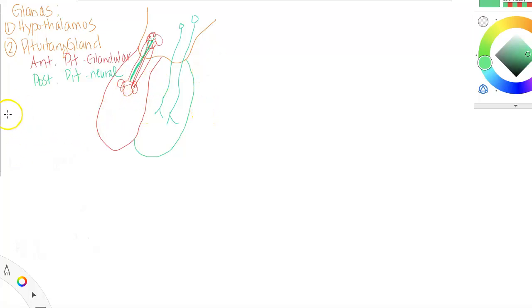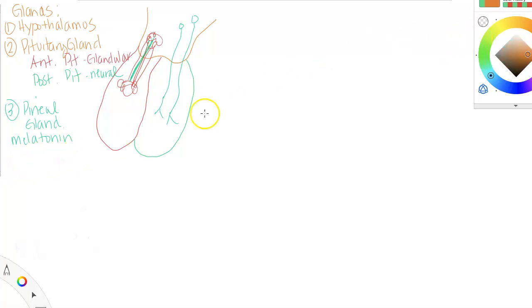The next gland is the pineal gland. And the pineal gland, we talked about a little bit last semester. It's part of the epithalamus, so it's in the posterior part of the epithalamus, or of the diencephalon. And basically it secretes melatonin, which makes us sleep. Melatonin.